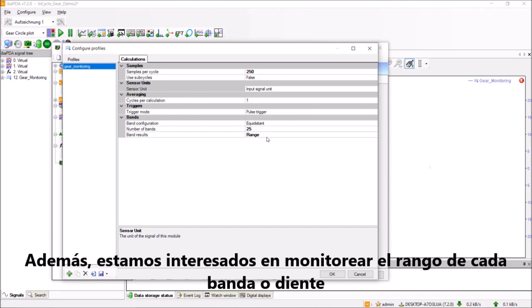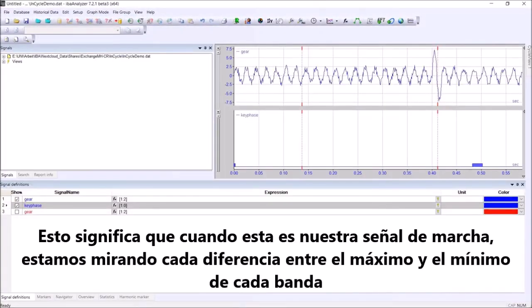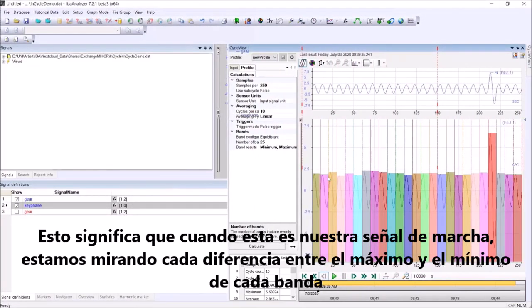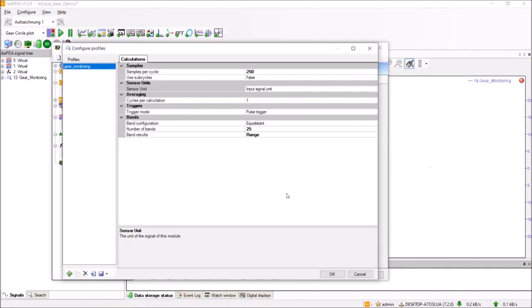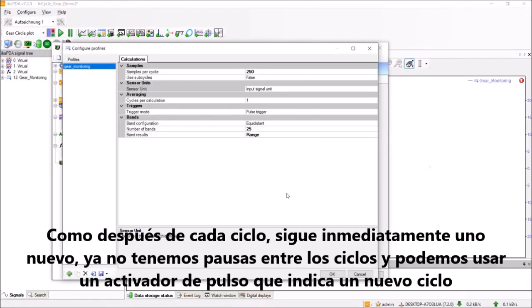Furthermore, we are interested in monitoring the range of every band or gear. This means when this is our gear signal, we are looking at every difference between maximum and minimum of every band. If we have a damage on one tooth, its range would exceed the range of the other teeth. As after every cycle a new cycle follows immediately, meaning we have no pauses anymore between the cycles, we can use a pulse trigger indicating every new cycle.